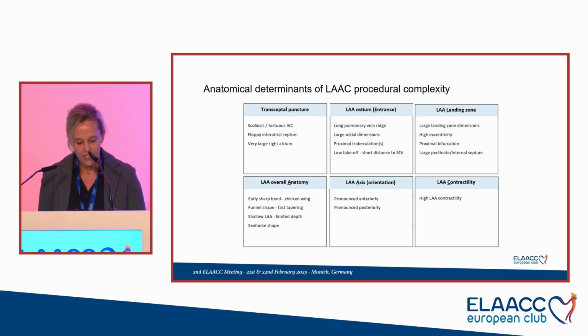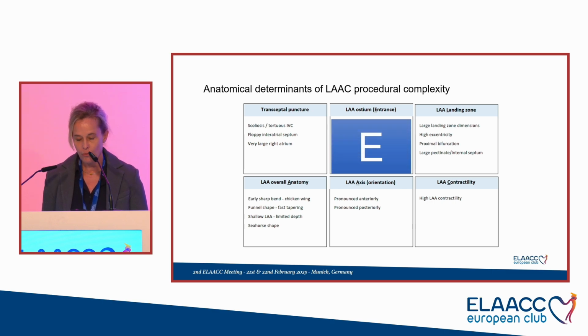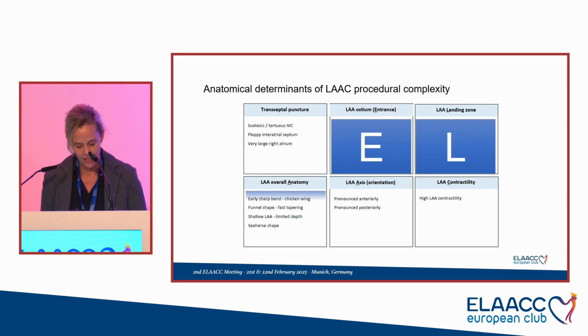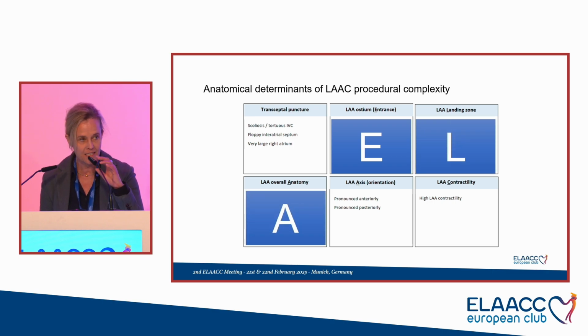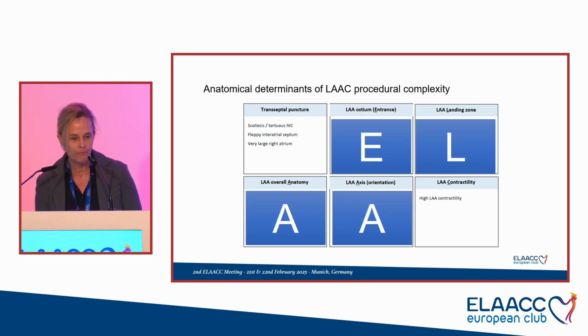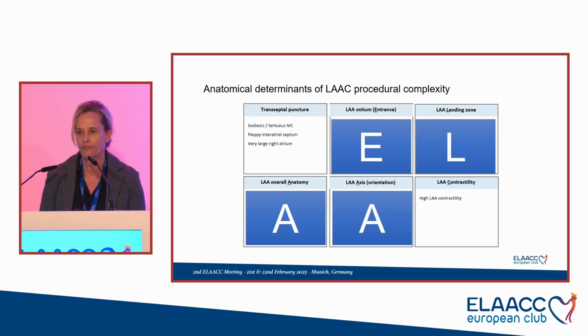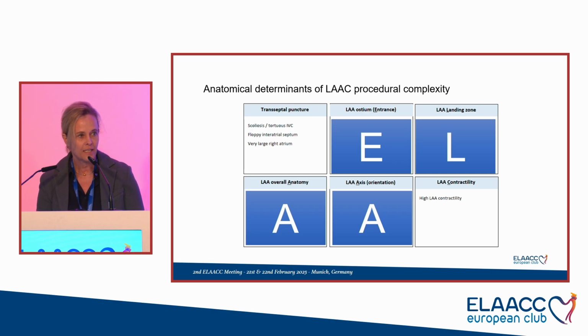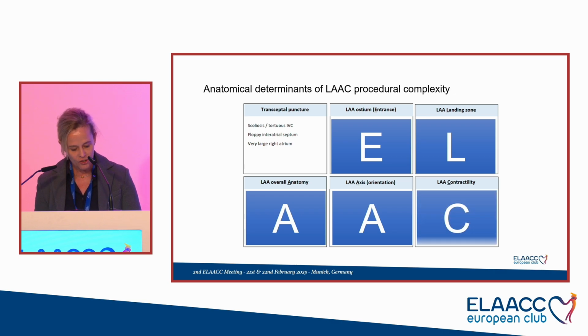If you look at the anatomical determinants, which can tell us this will be a more complex procedure, we have transeptal puncture. We have to evaluate the entrance, which is the E for ELAAC, the landing zone, the overall anatomy, the axis, and the contractility. I will show you that most of these can be covered by TE. The only thing we can't offer is the perfect fluoroscopic plane, which you can use for your implantation.